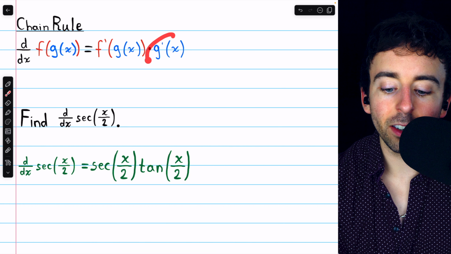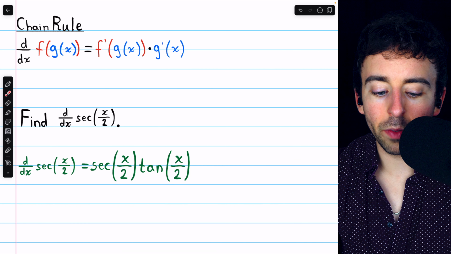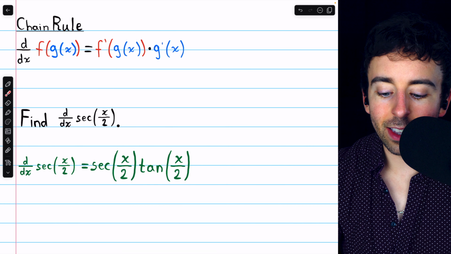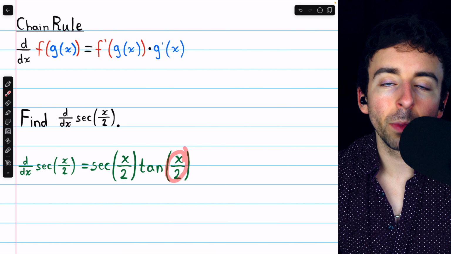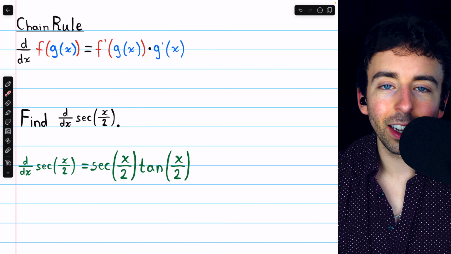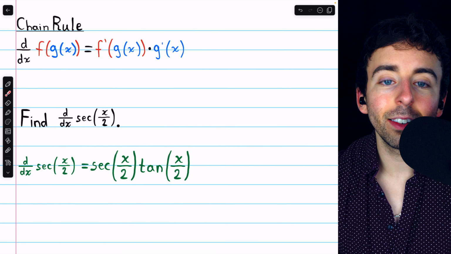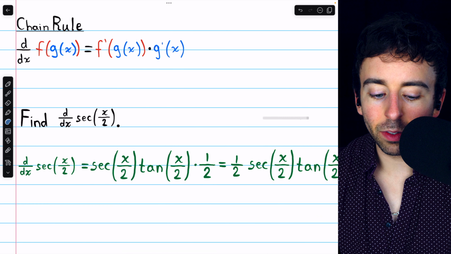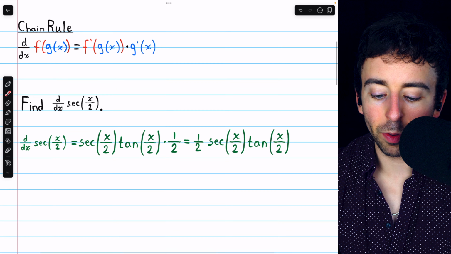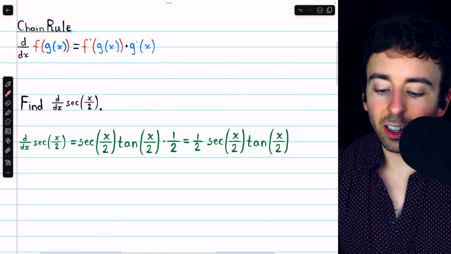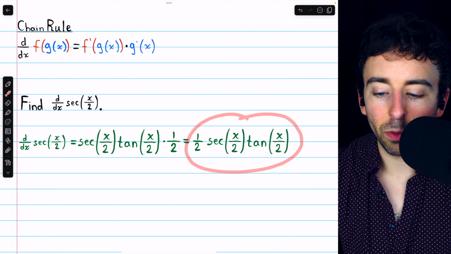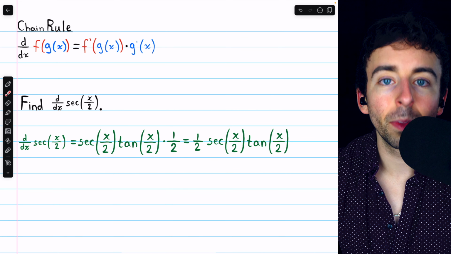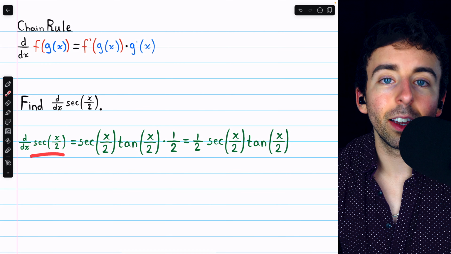Then the last thing is to multiply by g prime, the derivative of the inside function. The inside function is x over 2, or 1/2 x, and the derivative of 1/2 x is just 1/2. So we multiply by 1/2, and that gives us our final answer. We would probably prefer to bring the 1/2 to the front and call it 1/2 secant x over 2 tangent x over 2. That's the derivative of secant of x over 2.